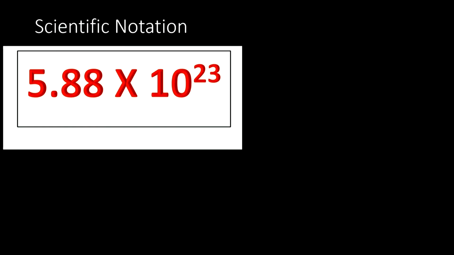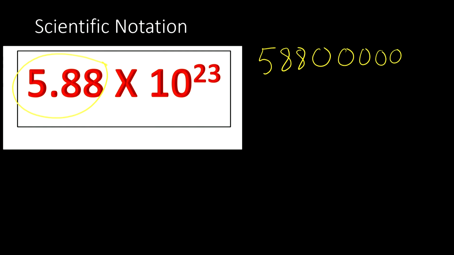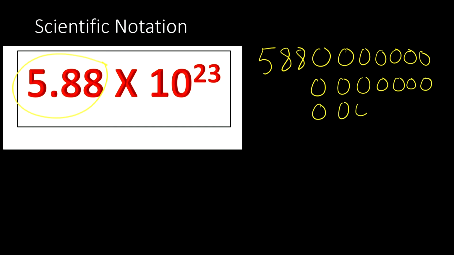So in chemistry, we'll also deal with numbers written in scientific notation, so we have to be able to determine how many significant figures are in it. The easiest way is just to look at the decimal portion, but just to show you what this number would look like if I wrote it out expanded, it would be 588 with 21 zeros. So let's go 1, 2, 3, 4, 5, 6, 7, 8, 9, 10, 11, 12, 13, 14, 15, 16, 17, 18, 19, 20, and 21.